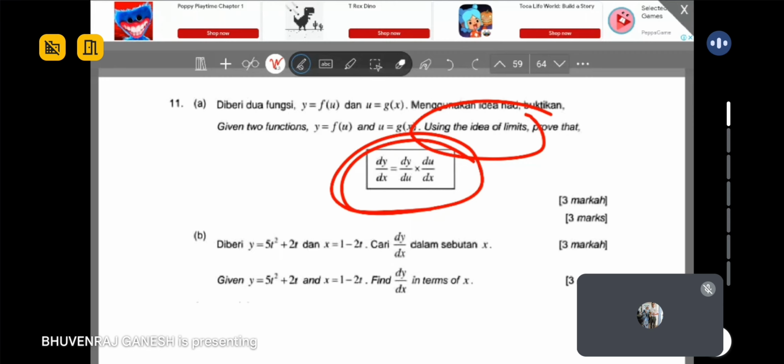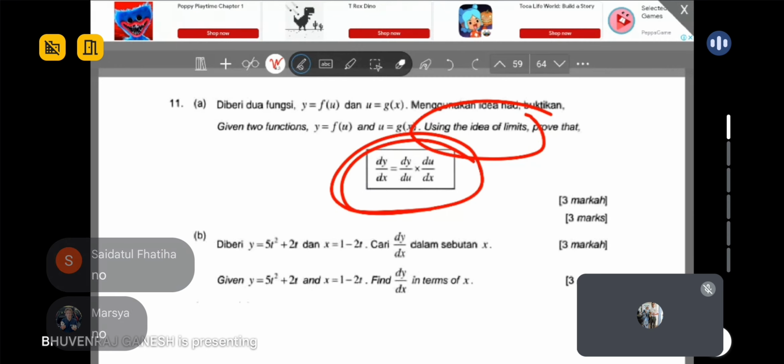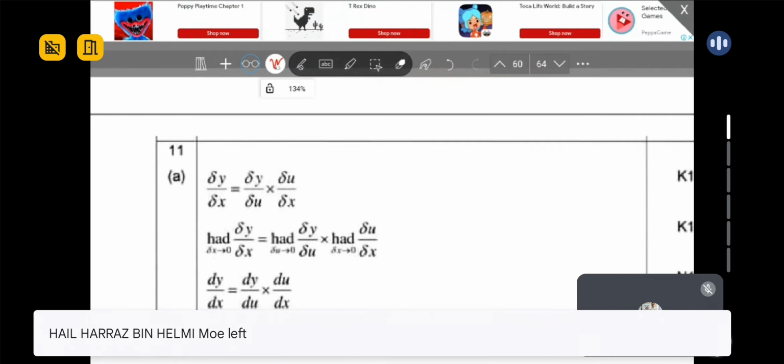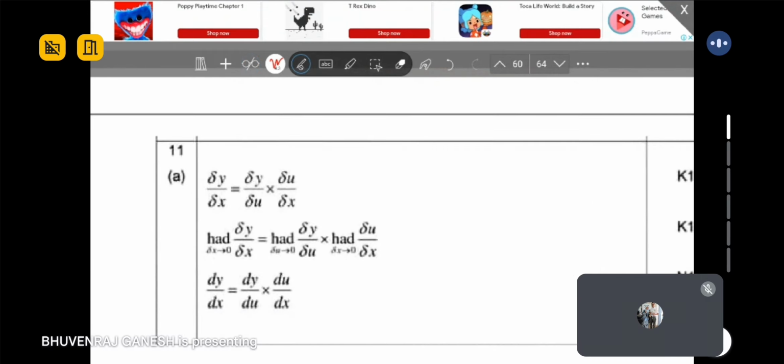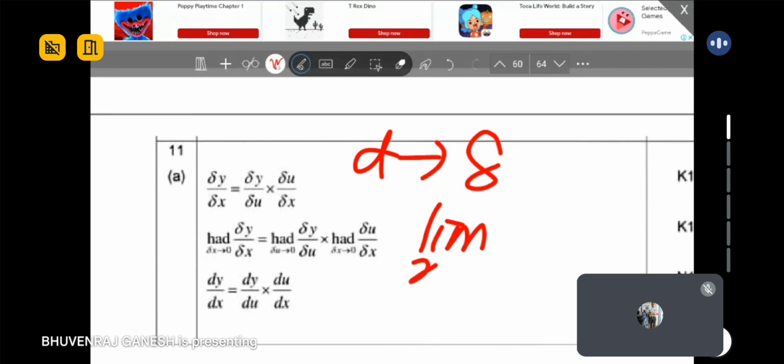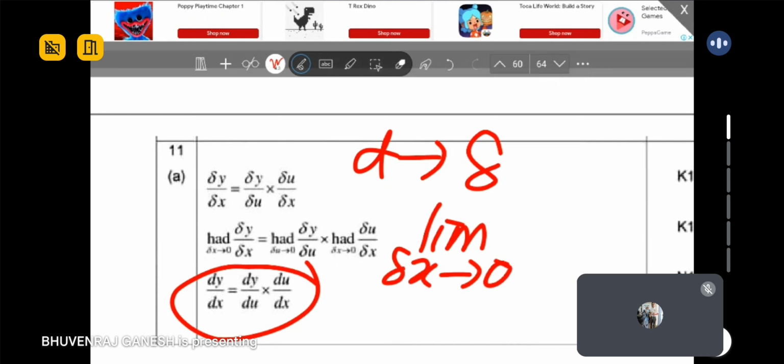3 marks. Have you all seen this question? Yes or no? Pernah nampak tak soalan macam ni? Comment a bit. Have you seen? Tak pernah nampak. Okay, so now is the time for you to learn. Kena tahu macam mana buktikan yang ni. Okay, so basically, semua huruf D, kamu tukar kepada delta. That is your first step. Langkah pertama. Second step, you add limit. X pergi kosong, delta x. Okay, very straightforward. Third step, kamu tulis balik apa soalan nak. That's all. Kamu boleh dapat 3 markah.